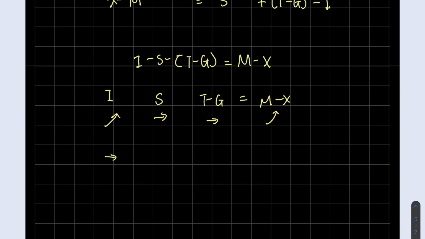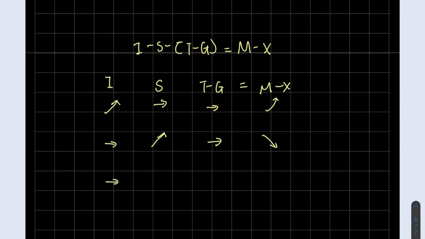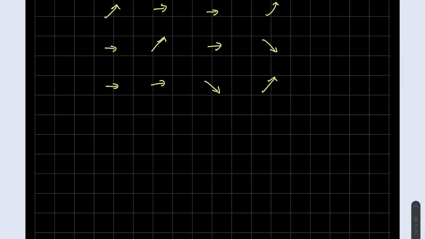And if the investment is no change, the private domestic saving is up, and the public domestic saving is no change, then the trade deficit will fall. If the investment is no change, the private domestic saving is no change, and the public domestic saving is down, what will happen? The trade deficit will be raised.